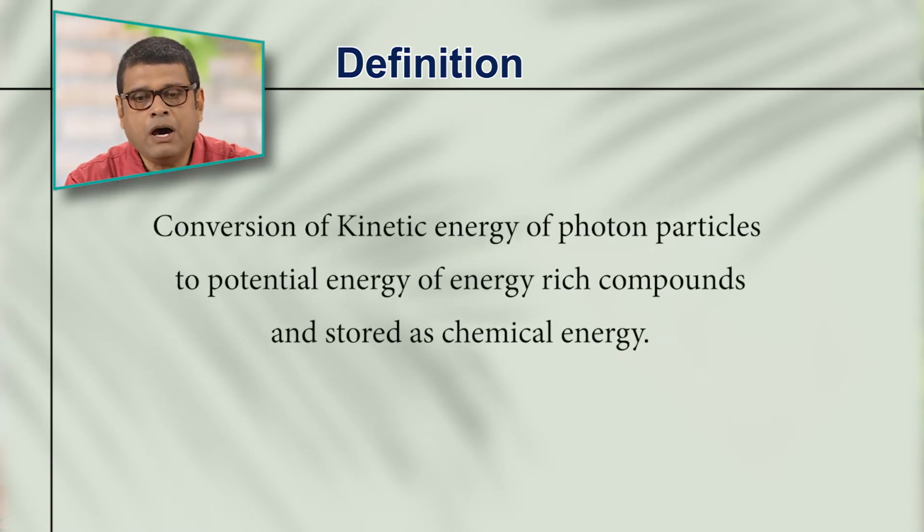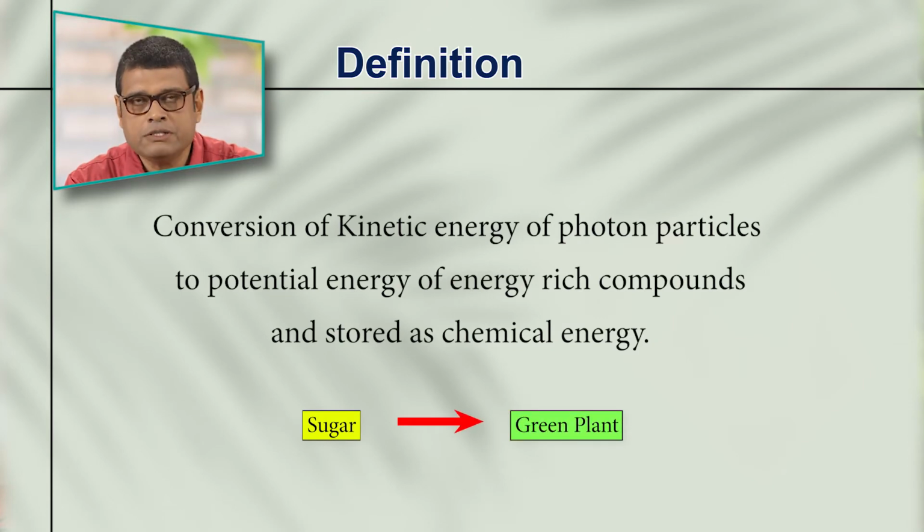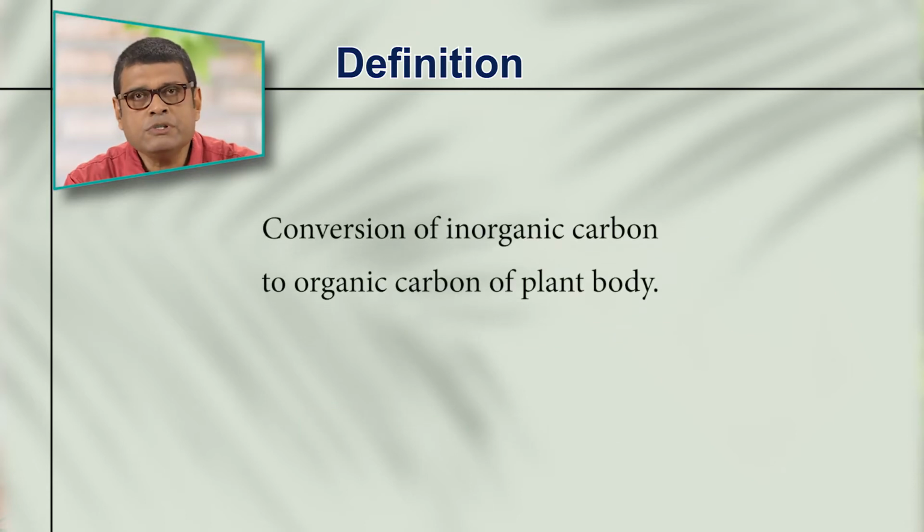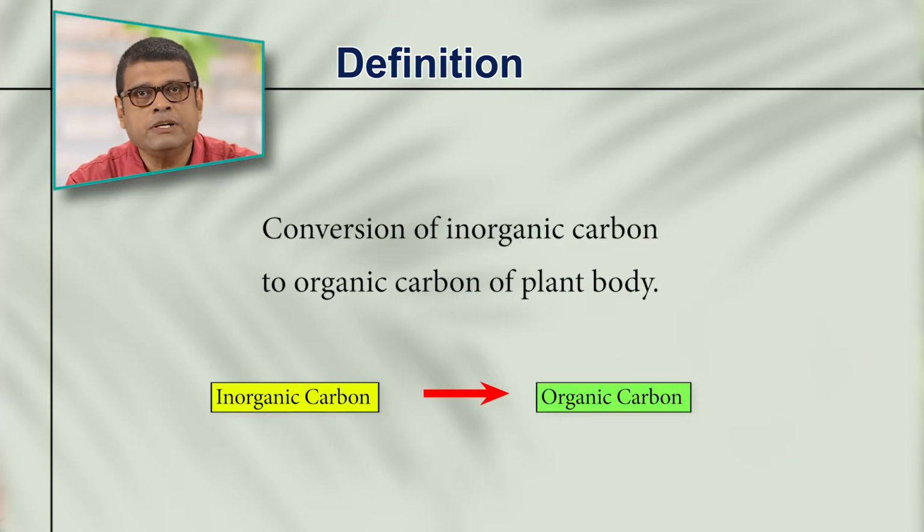Of course, there may be another way of defining photosynthesis. We can say that the kinetic energy of the photon particle is being transformed to potential energy in the form of energy rich compounds, and finally it is stored as chemical energy of sugar in the green plant. Of course, it can also be said like this: it is the conversion of inorganic carbon of nature, that is carbon dioxide, to organic carbon, that is sugar, in the plant tissue.